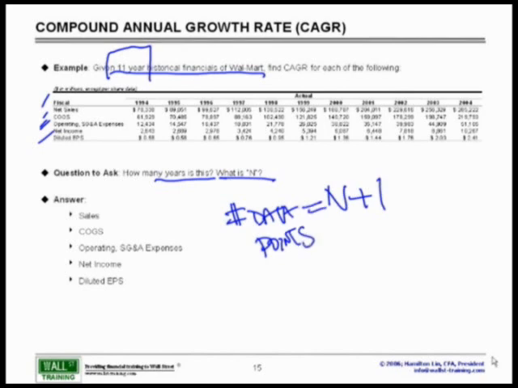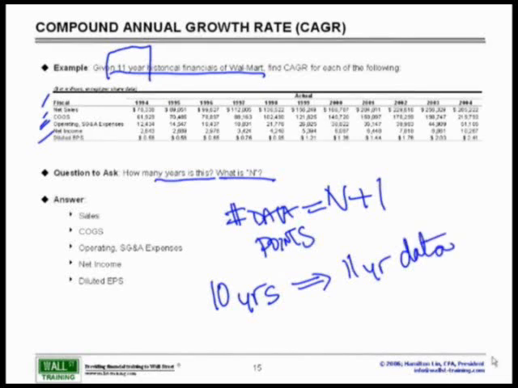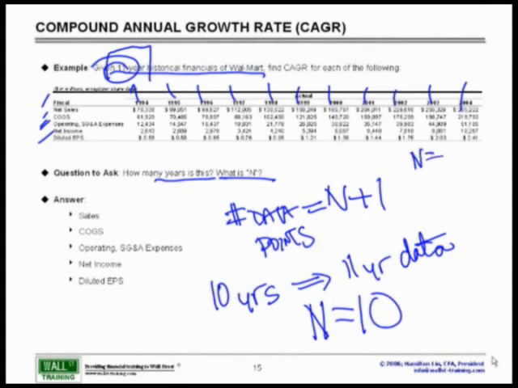In this case here, the number of data points always equals N plus 1. So we want to calculate the 10-year CAGR. That means if we want 10 years, we actually need 11 data points, 11 years of data. So in other words, if you are given 11 historical years, that's 1, 2, 3, 4, 5, 6, 7, 8, 9, 10, 11. This actually means n equals 10. So n will always equal the number of data points minus 1. And that will be the number of years, the n, that you will use in your discounting there.